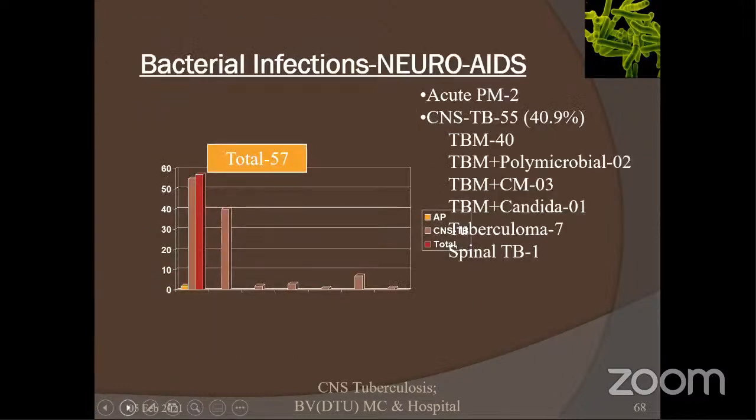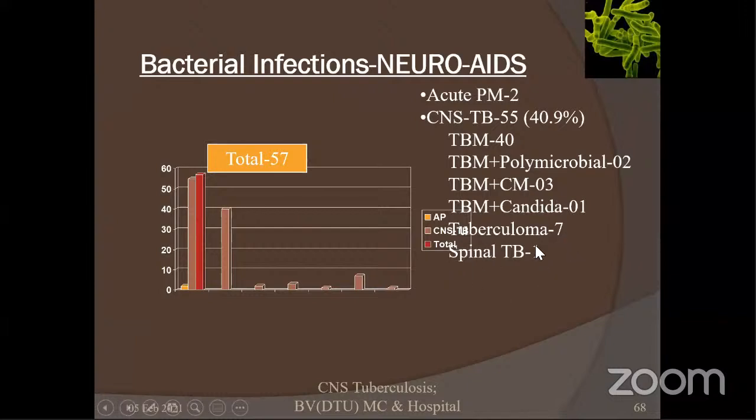So we have studied neuro AIDS, about 57 cases of neuro AIDS. After death, we have done needle necropsy by putting a long needle in the suboccipital region into the brain and take a smear and also inoculate into the media. What we diagnosed was, in cases of acute pyogenic meningitis, CNS tuberculosis in about 55 cases, TBM 40, TBM plus microbial in 2, TBM plus cryptococcal in 3, TBM plus candida in 1, tuberculoma 7, spinal TB 1.